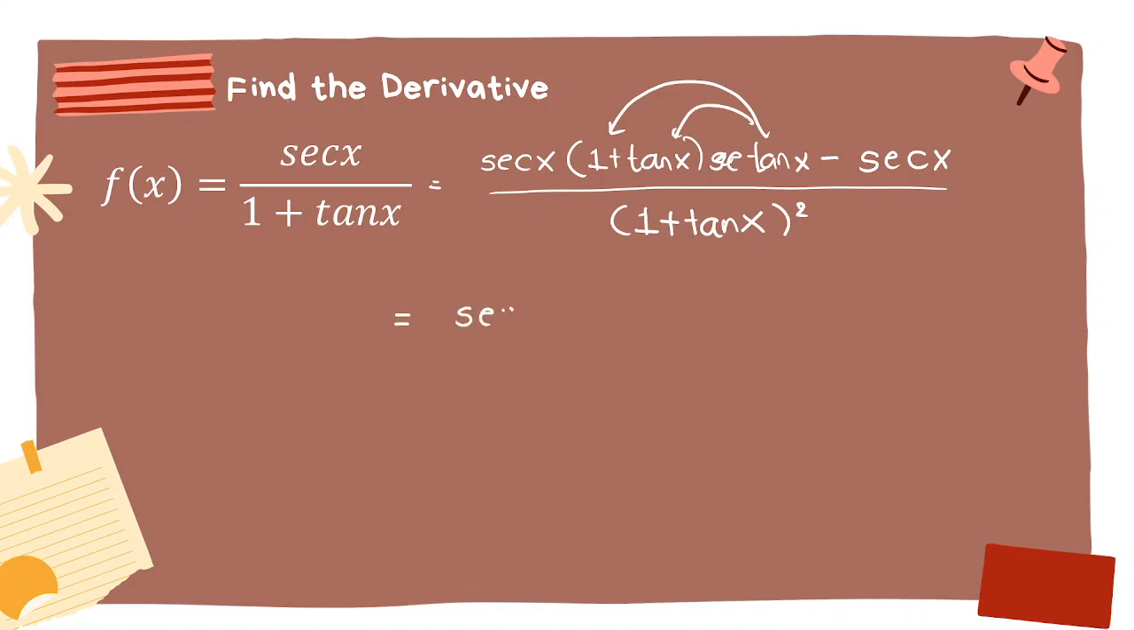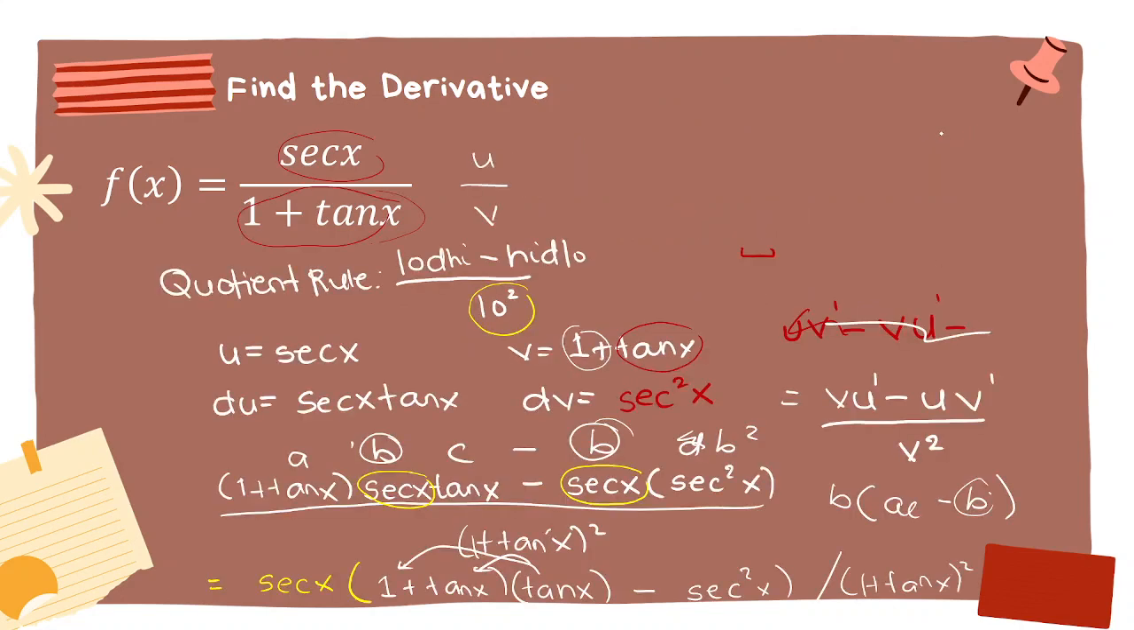Sec x times tangent x plus tangent squared x. Tama? Minus sec x. Sec squared pa rin pala, Mr. Yaya. Hindi mababawasan to. Kasi nung tinanggal ko pala si sec x dito, wala na akong sec x dito. Gets mo?